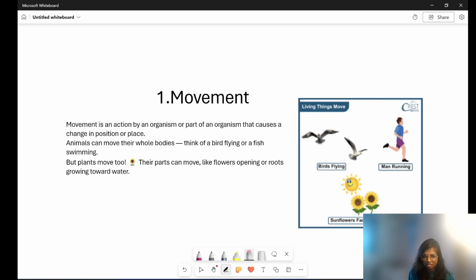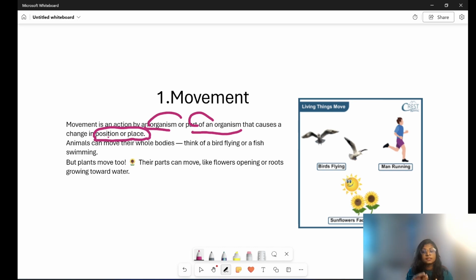The first characteristic of living organisms is movement. The definition of movement is an action by an organism or part of an organism. This is the most specific part. So that causes change in position or place. So normally, all the living things can move. That's the first sign of life.